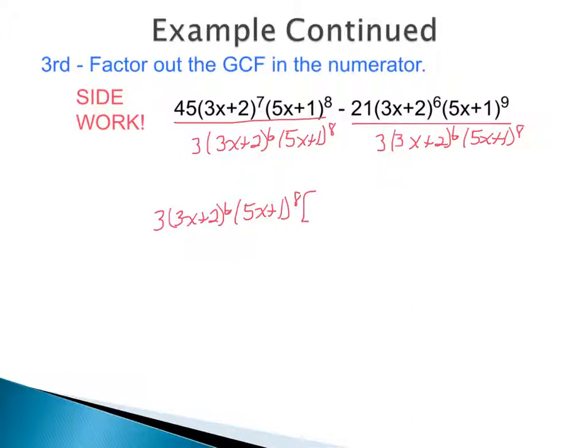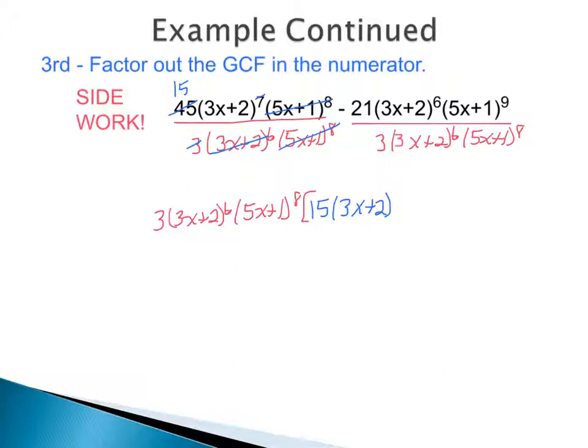All right, so then simplifying the first group, 45 divided by 3, we can reduce that to just 15. So I'm going to have a 15 inside here. (3x plus 2) to the 7th and (3x plus 2) to the 6th will end up canceling out, subtracting your exponents since they have the same base. You're just going to be left with a 3x plus 2, and then (5x plus 1) to the 8th and (5x plus 1) to the 8th will cancel out completely.